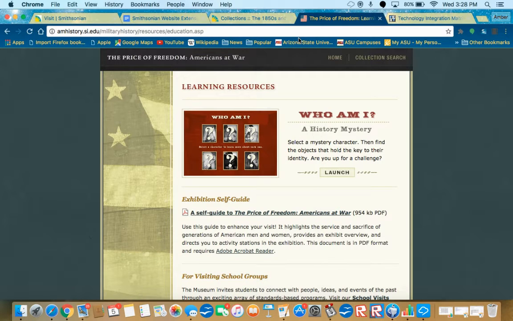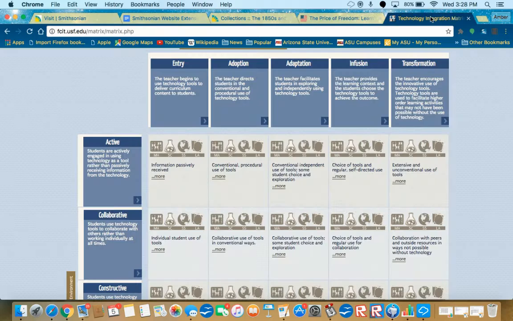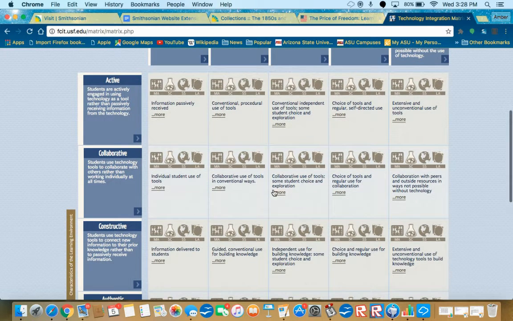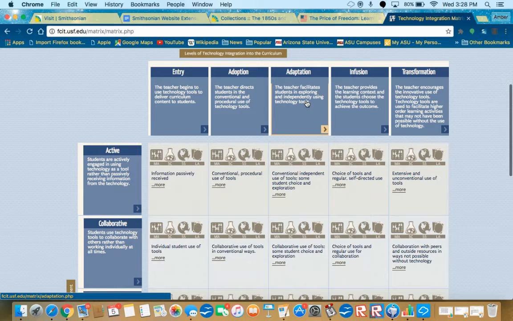So the last thing that I haven't talked about is the technology integration matrix. So this kind of shows you the different ways to use technology in your classroom. So the technology integration matrix levels that I would be using for my 2 activities would be collaborative and constructive, and adaptation for the first activity, and then infusion for the second activity.